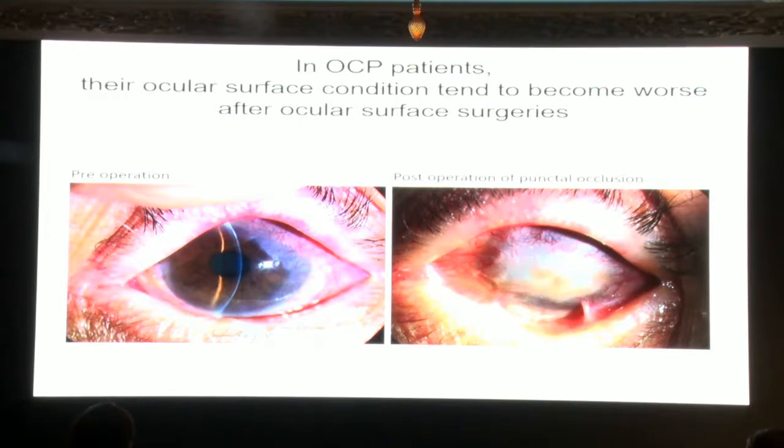Sometimes in OCP patients, the ocular surface condition tends to become worse after ocular surface surgery. So this is pre-operation, and her ocular surface became rapidly worse after punctal occlusion.